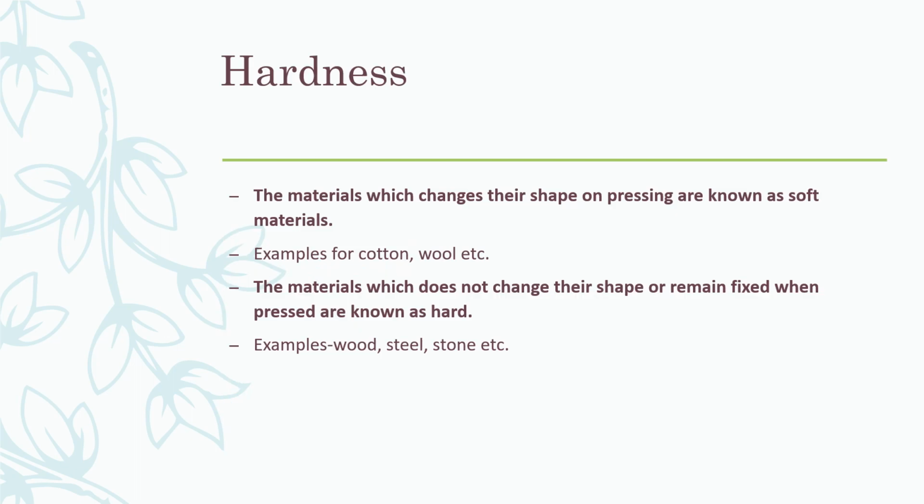Second is hardness. Now, what does a hard material mean? If you are able to press something, and after pressing the shape of that particular substance changes, it means that substance is soft. And if we are pressing something and the shape does not change, then that means the substance is hard. Suppose you start pressing the wall of your room, will it be able to change its shape? No. So that means the wall is made up of hard substances. Similarly, if you take cotton and start pressing it, it might change its shape, right? So it is soft in nature.